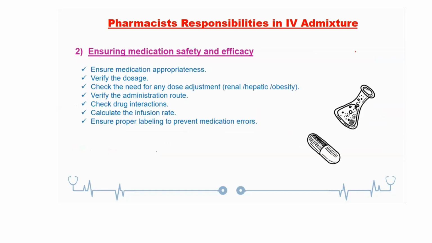The second role of pharmacists is to ensure medication safety and efficacy, and this is through ensuring medication appropriateness, dose verification, checking the need for any dose adjustment, verifying the administration route, checking the presence of any drug interaction, calculating the infusion rate, and ensuring proper labeling in order to prevent medication errors.